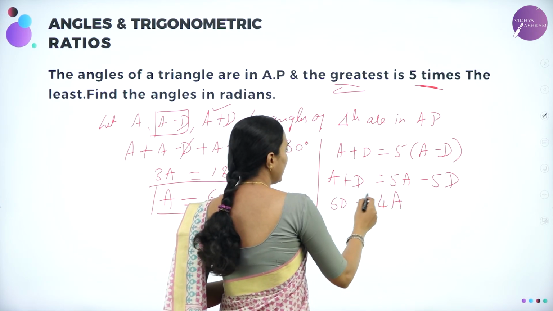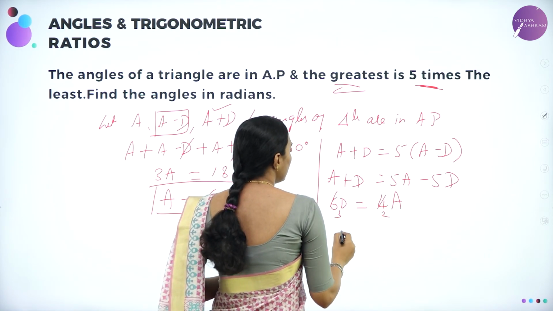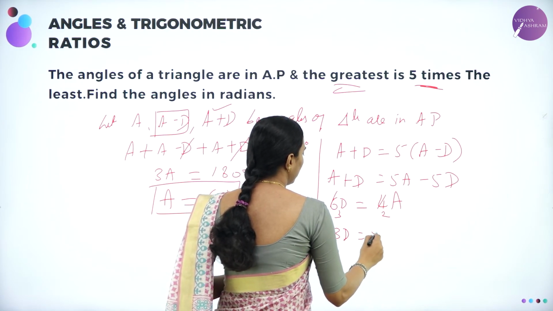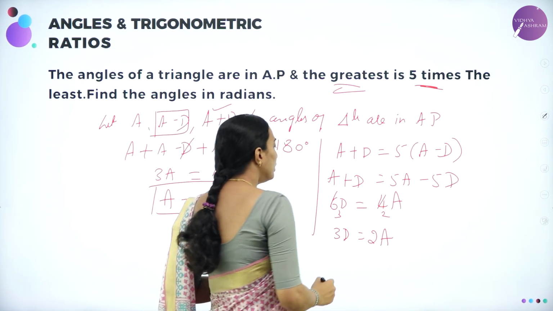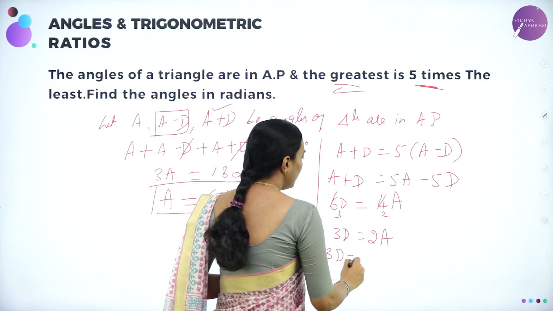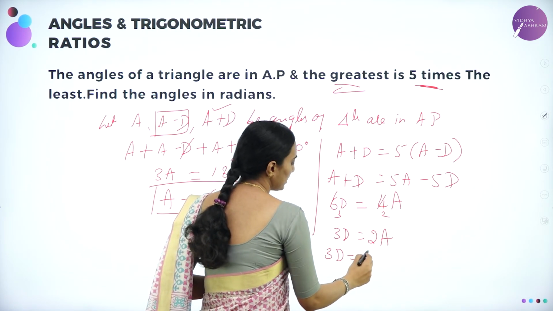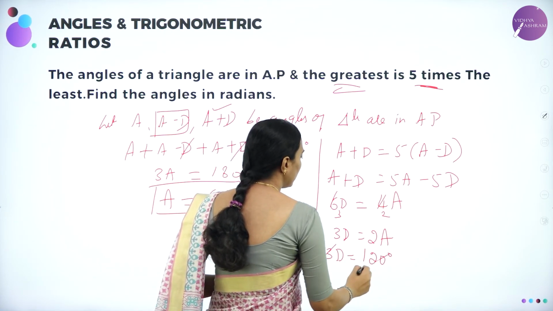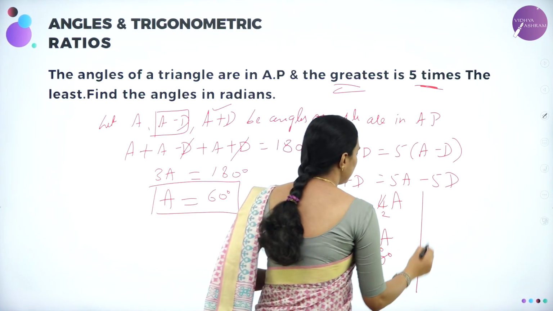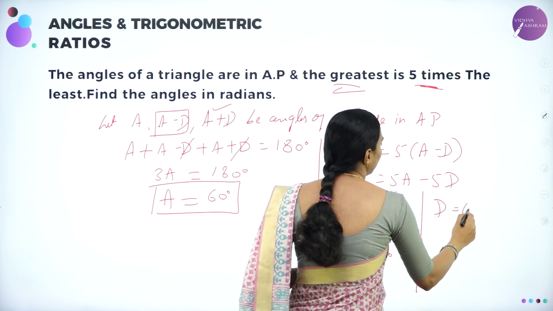Right? Now you can cancel by 2, 2 2s are 4, 2 3s are 6. So 3D will be equal to 2A. Now already we know A, substitute that. You are going to have 3D equal to 2 times 60, which is nothing but 120 degree. Now you can cancel by 3, 3 1s are 3, 3 40s are 120. So D will be equal to 40 degree.